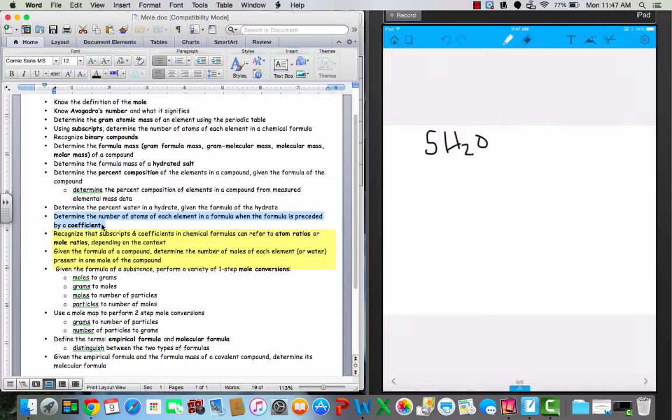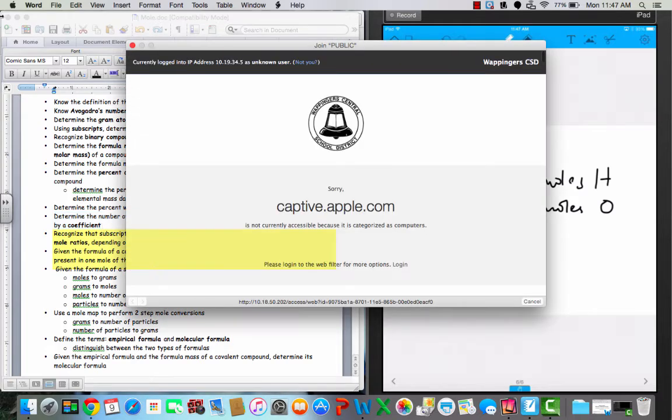5H2O tells me that I have 10 hydrogen atoms and 5 oxygen atoms. Now I can look at it macroscopically, so I can say that I have 10 moles of hydrogen atoms and 5 moles of oxygen atoms, or I can look at it microscopically and just say I have 10 hydrogen atoms and 5 oxygen atoms.